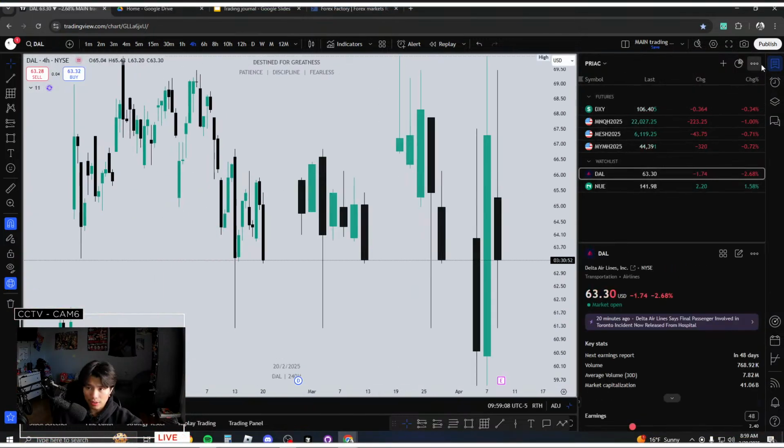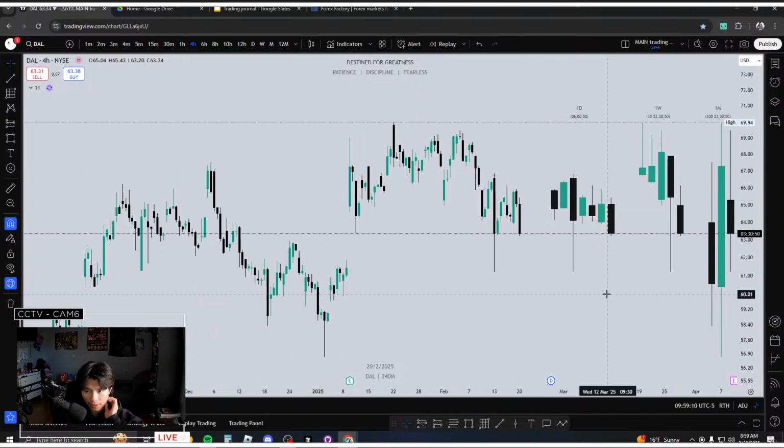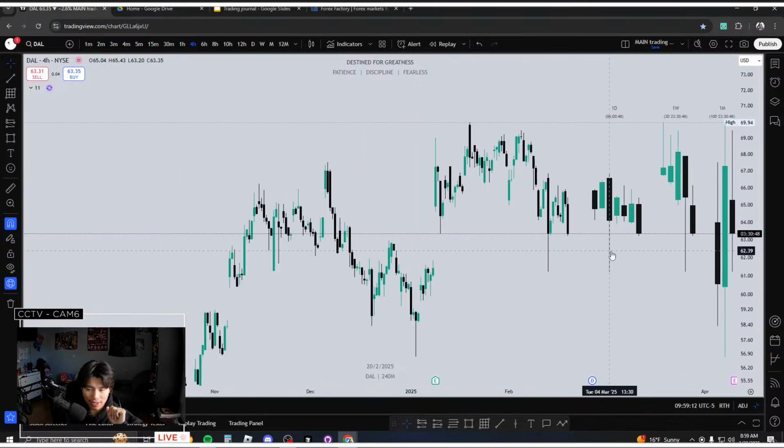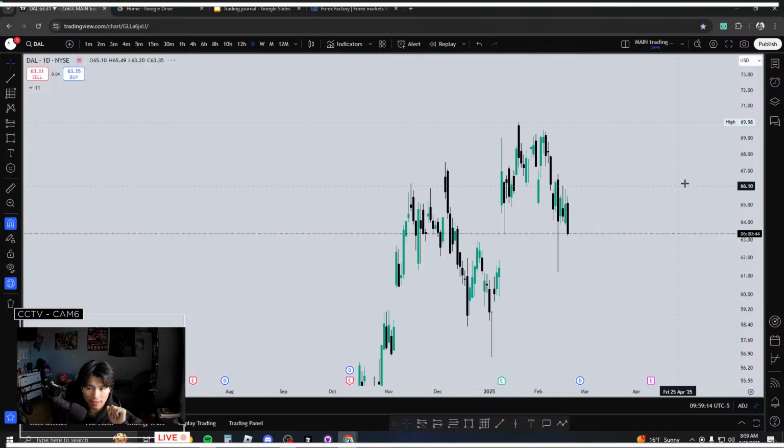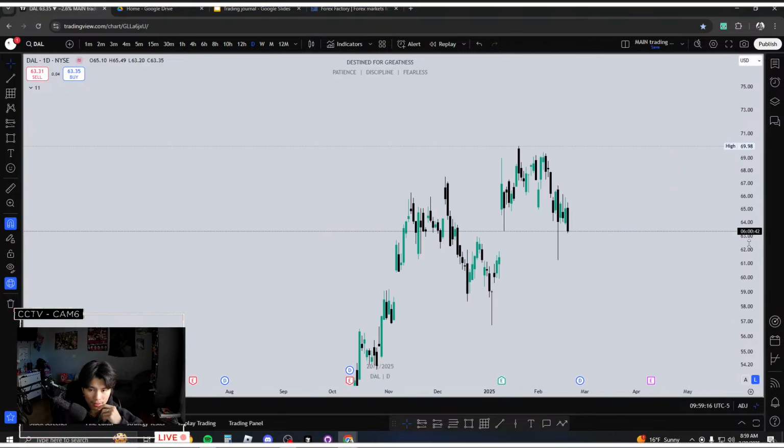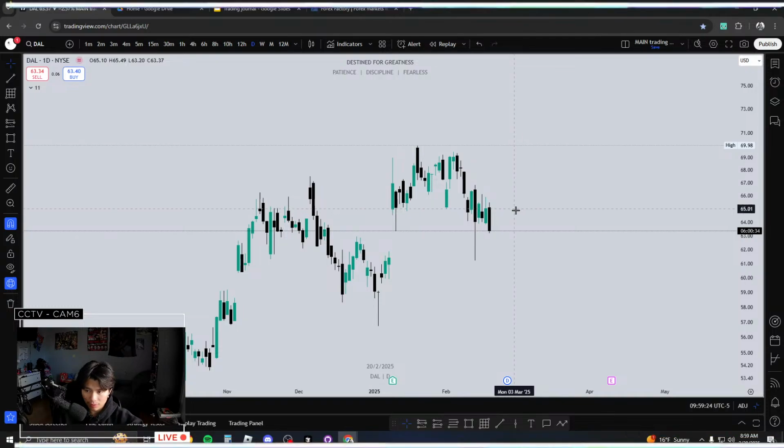Here, Delta Airlines. I actually wanted to see Delta Airlines continue lower because of the news that was released about Delta Airlines, but it's only moved about what, 66 to 63, almost like $3 a share.